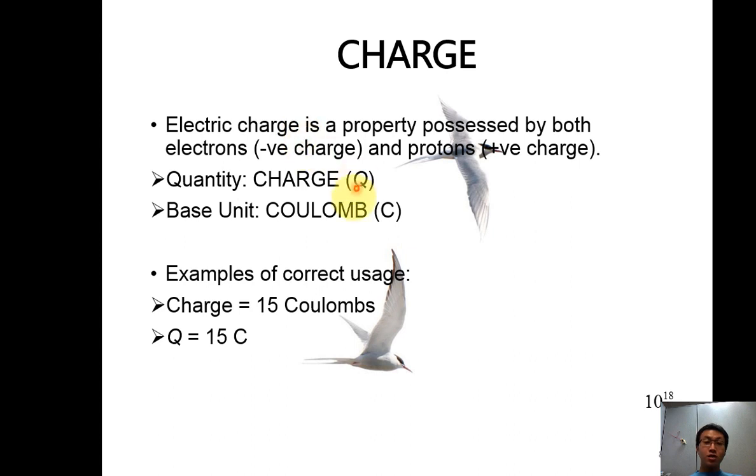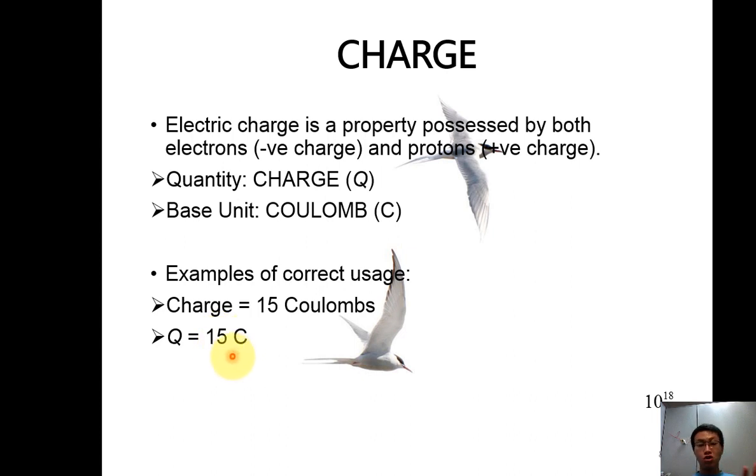Electrical charge is a property possessed by both electrons, which carry negative charge, and protons, positive charge. The quantity we call charge, or Q. The base unit is coulomb, C. For example, if charge is equal to 15 coulombs, we can rewrite it as Q equals 15 C. Please bear in mind that Q is italic. Italic means it is a variable. A variable means the value can be changed in any condition.